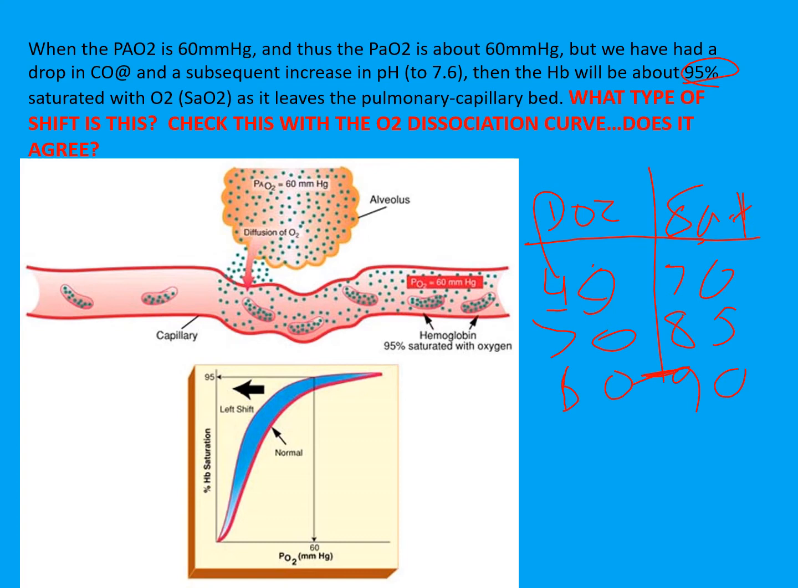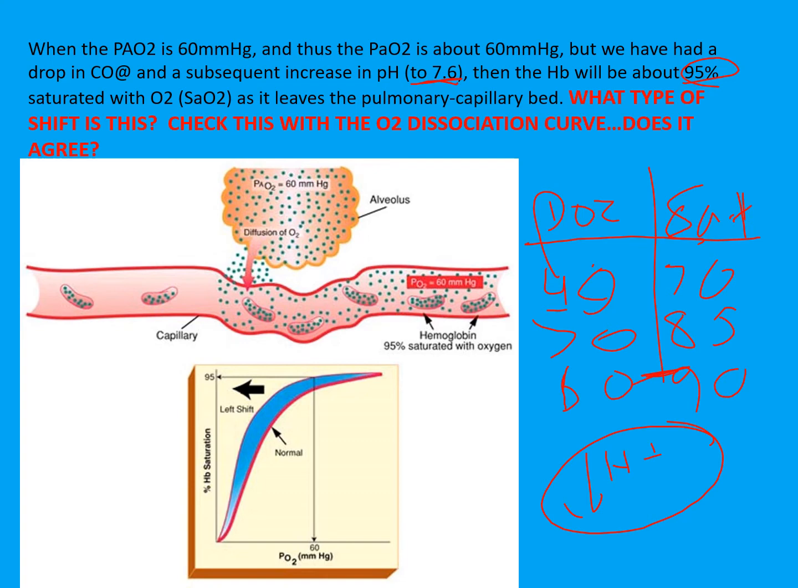Also notice what else is going on here. Their pH is 7.6, which means their hydrogen ions are decreased. So which shift is this? I have a high saturation for low pressure and I have a decreased level. That would be a left shift. Well, there you go. What would you do for this patient? Well, left shift sounds good because their saturations are great.